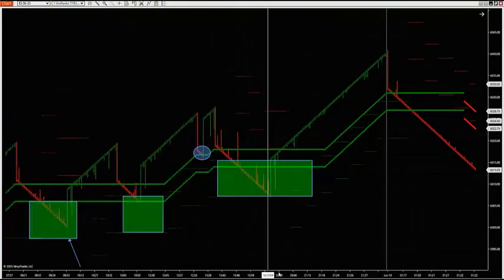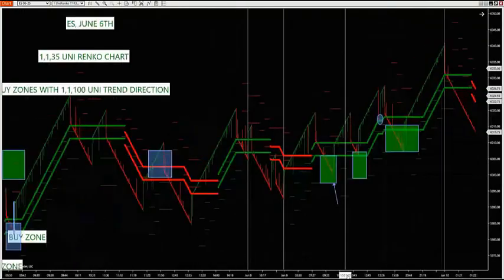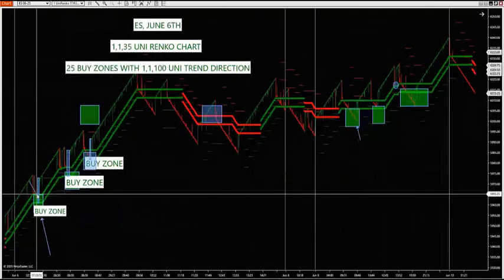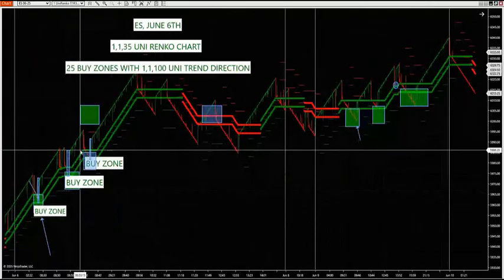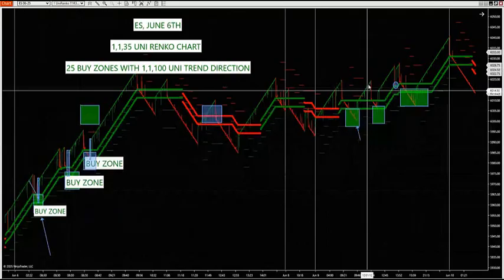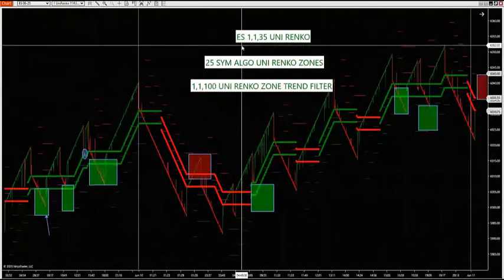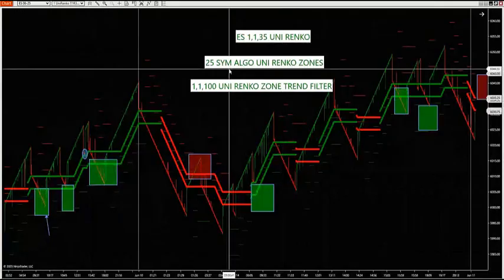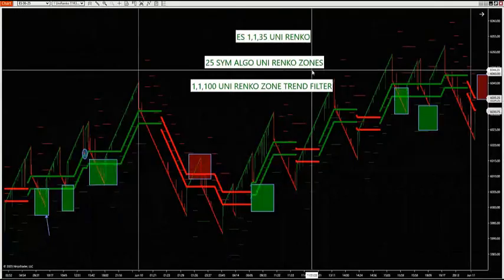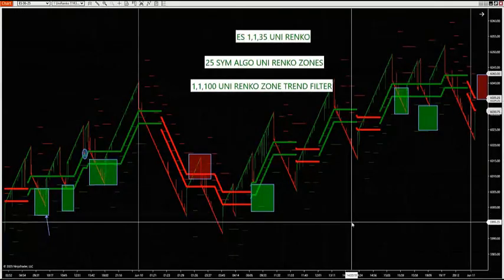So if I look at those past 2 trading days, I go, okay, I see what's going on here. We're buying retraces in the trend: buy, buy, buy, trends up, buy, buy, buy. Let's go into Tuesday. Tuesday, same settings, ES 1-135 Uni Renko, 25 cent algo, getting our zones, 1-100 Uni Renko zone trend.